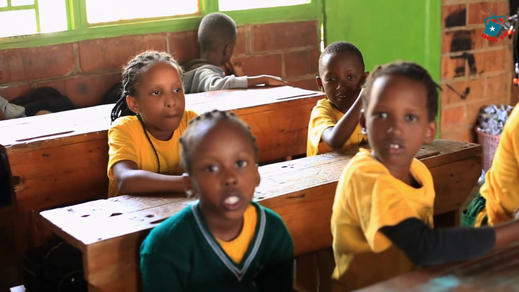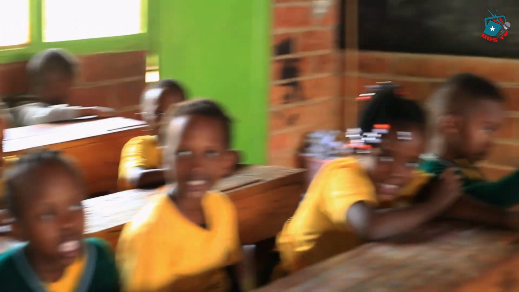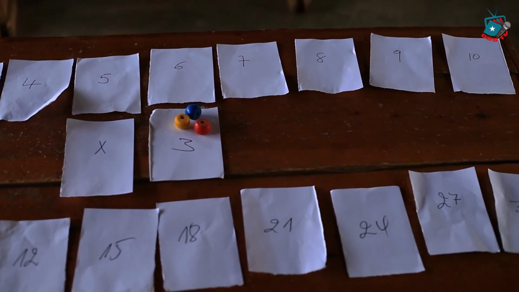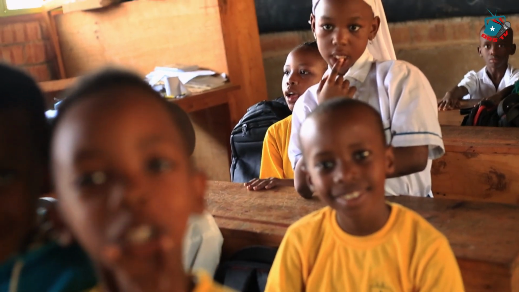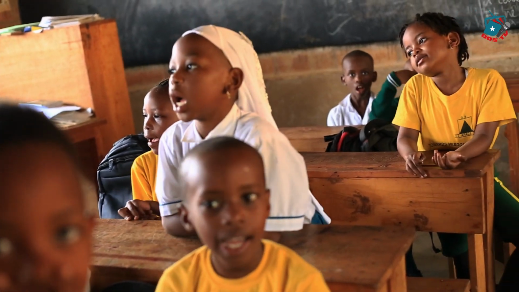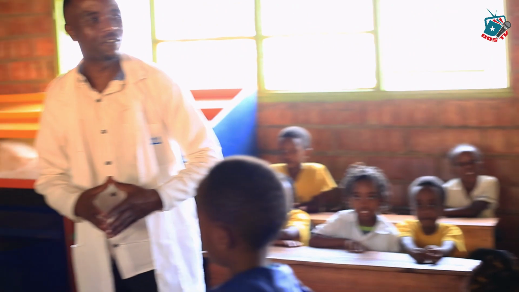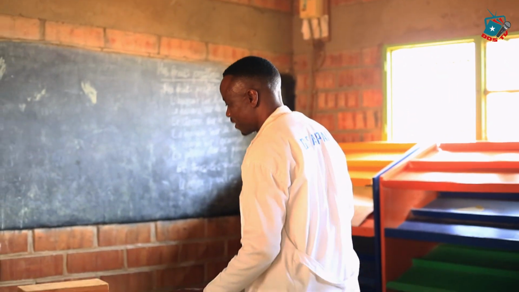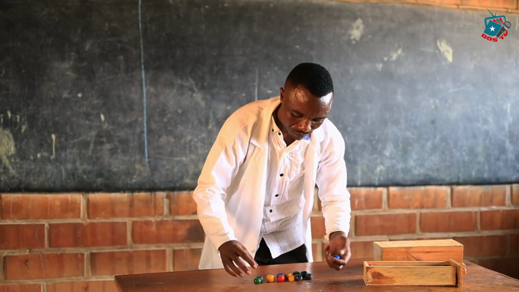3 times 1 equals 3. 3 times 2 equals 6. 3 times 3 equals 9. 3 times 4 equals 12. Clap yourself. 1, 2, 3, 4.